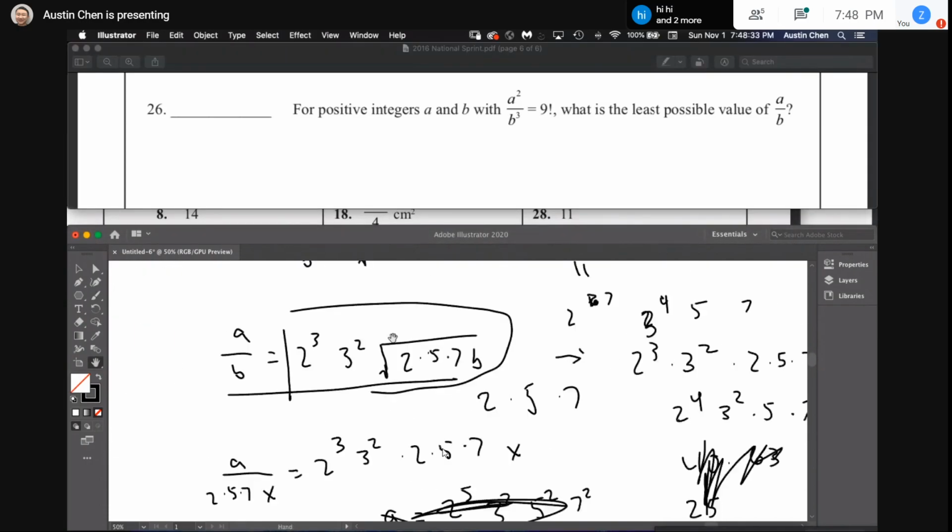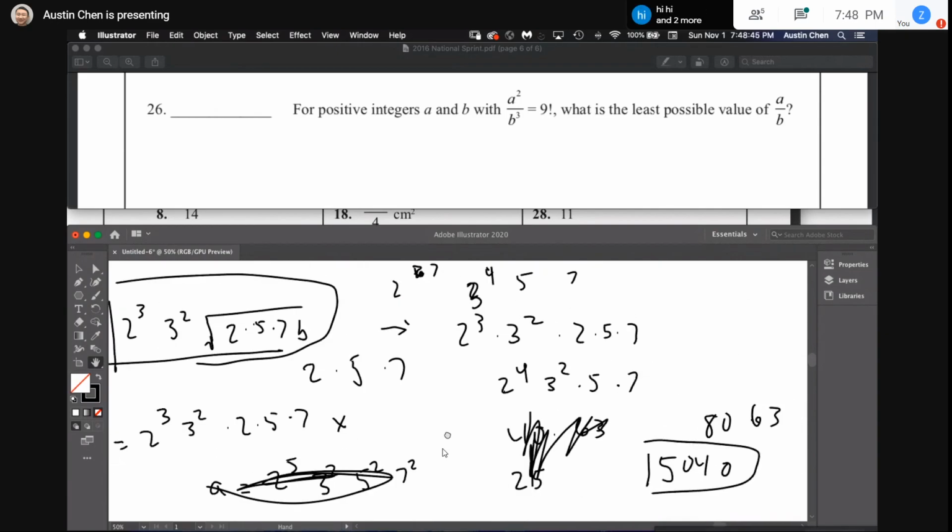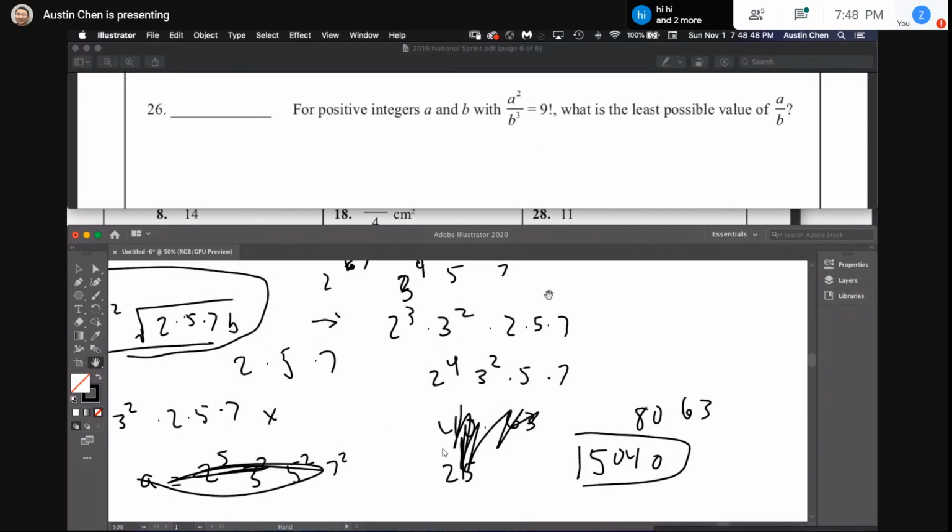Yeah, so when you get to this point, just look at minimizing this, right? You're just minimizing A over B, so you don't need to look at that at all. Yeah, that was pretty easy. You just had to get the A over B out of this first, and then it's pretty easy.